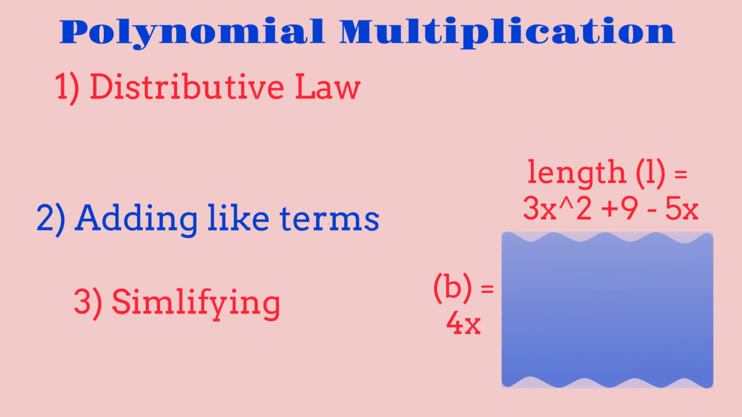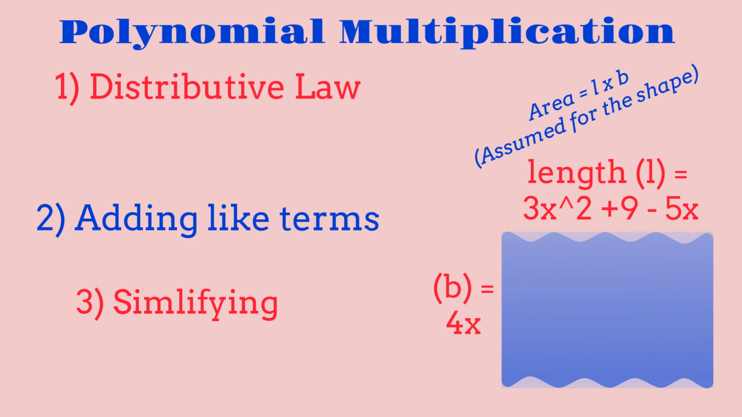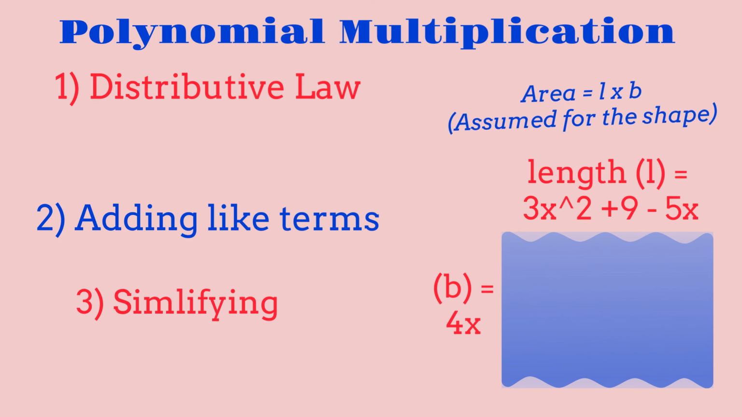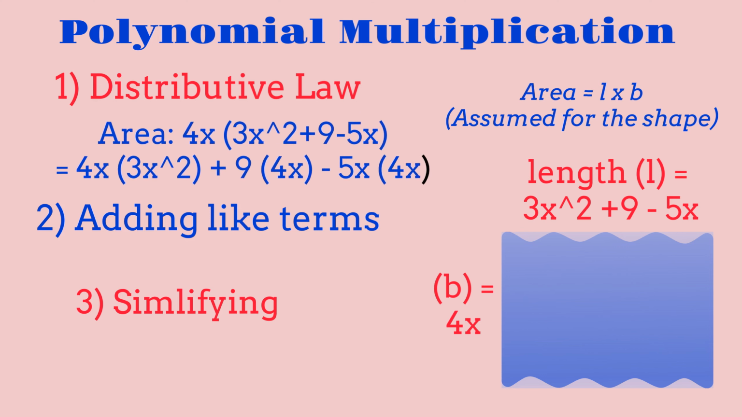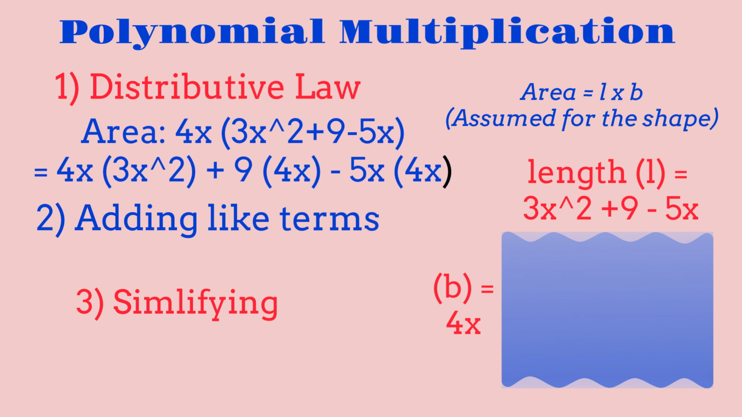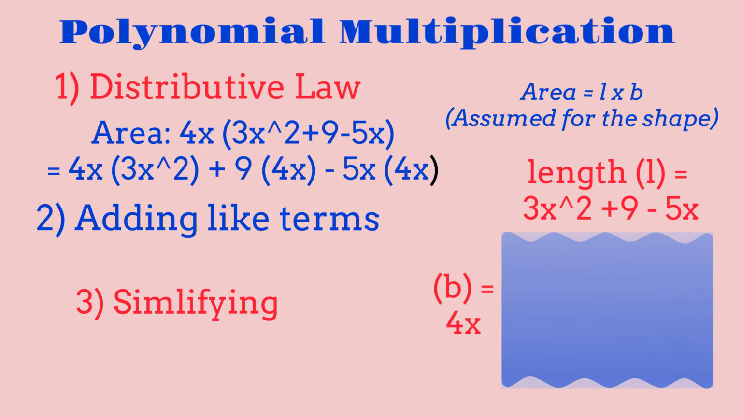What we first need is our formula for area, which is area is equal to length times width. So we first need to fill in our values for that formula. Once we fill in our values, we get area is equal to 4x, then open a bracket, 3x squared minus 5x plus 9, and then close the bracket. Since we filled in our values, now we can do our distributive law, and since the 4x is outside of the bracket, we have to distribute that 4x to each single one of the terms inside of the bracket. Inside of the bracket, there are 3 terms, so we need to distribute the 4x to all 3 of them.